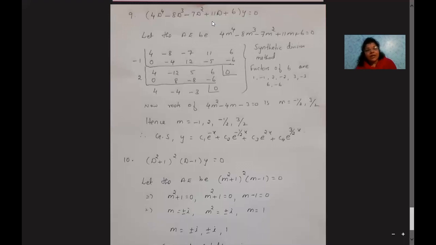Now whatever the remaining part we have obtained, that is a quadratic equation. And this quadratic equation I cannot solve using the synthetic division method, because minus 3, the constant part, is the last value, whose factors are 1 and minus 1 and 3 and minus 3. You can substitute here and try to solve, but you will not get the remainder as 0. So I'm going to solve using our usual process, that is minus b plus or minus root of b square minus 4ac divided by 2a. I've obtained two roots, that is minus half and 3 by 2.